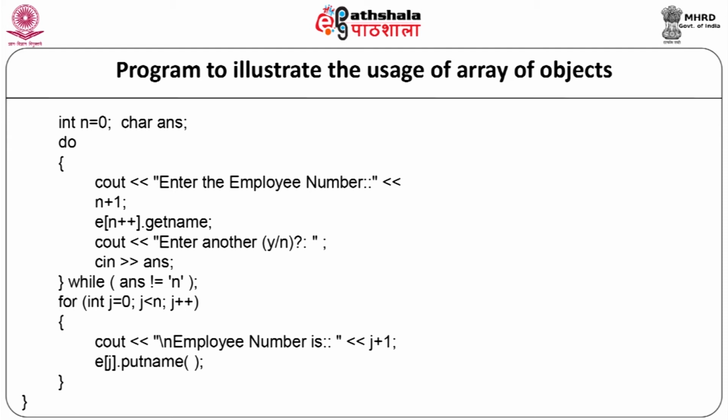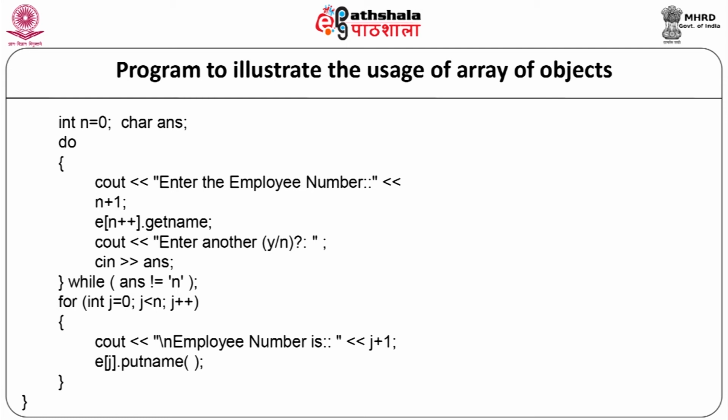char answer; do, cout "enter the employee number", n plus 1, e[n++].getname, cout "enter another, yes/no", cin answer, while answer is not equal to no. So, all the employees will be taken until the user says no. Whenever the user says no, taking the input will be stopped. For int j = 0, j less than n, j++, cout employee number is j plus 1, e[j].putname, and the for loop will end and our main program will end.